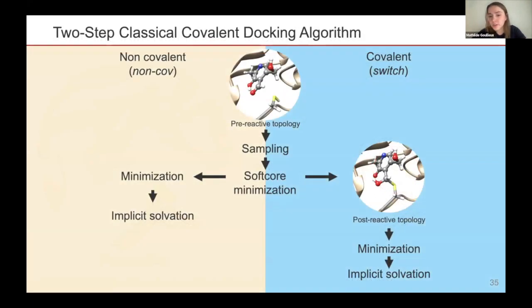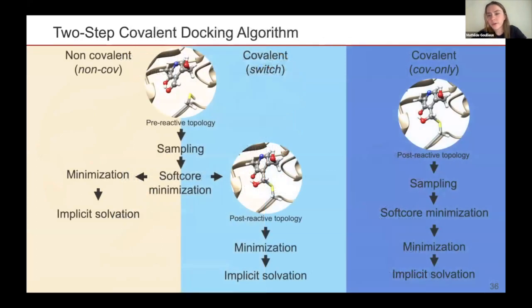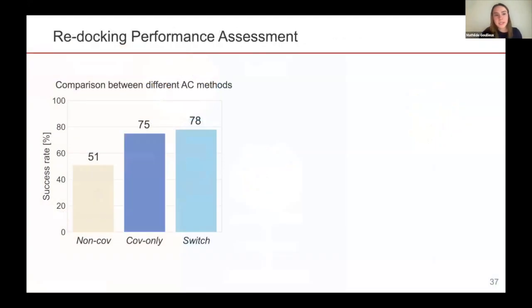And then we perform the minimization and the solvation exactly as we did before. We also tested a third approach, which was basically starting the covalent docking from the post-reactive topology of the complex, to check how much it affects the docking results to start from this post-reactive topology. And basically, the comparison of these three different methods gave the following results.